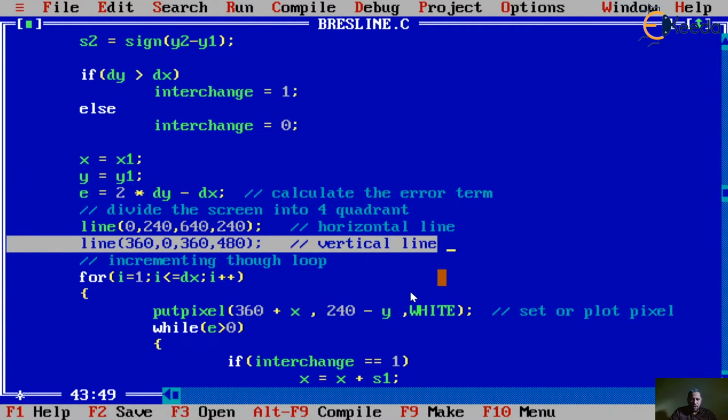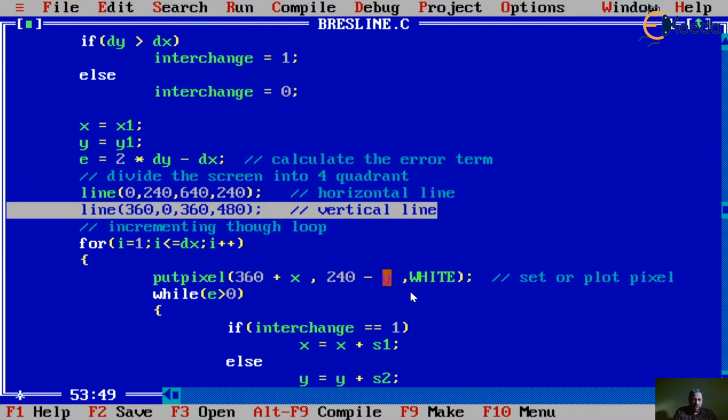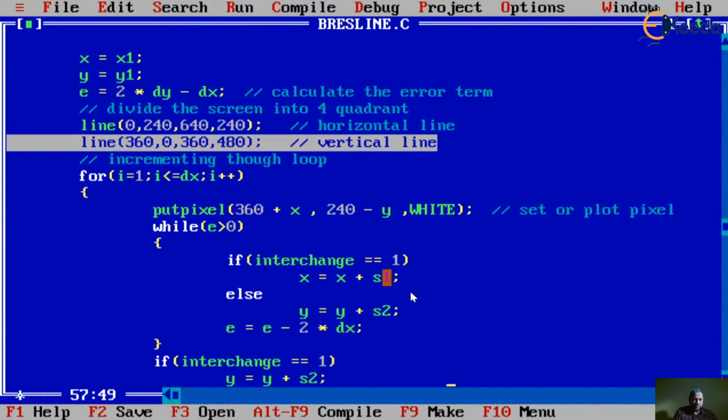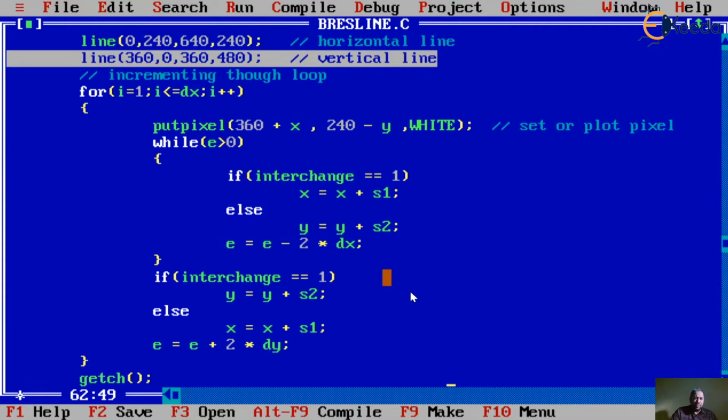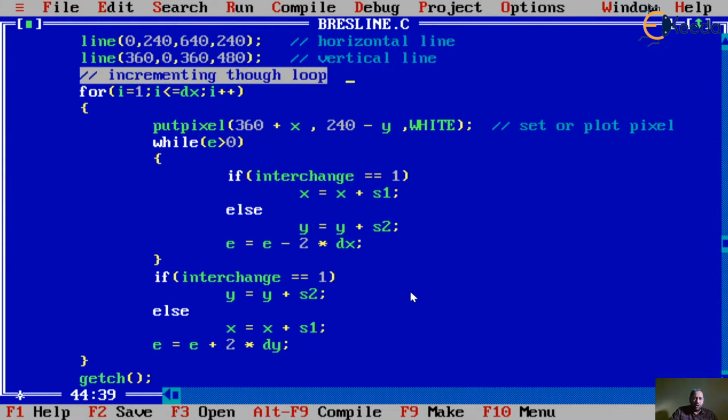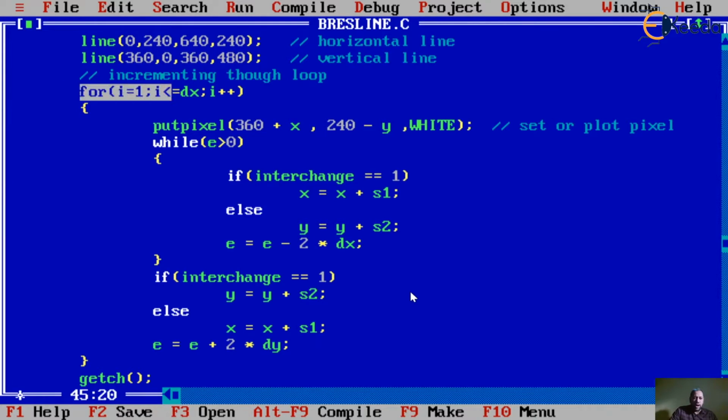Okay, so I'm doing the vertical and horizontal, these 2 lines, and I'm going to divide the screen into 4 parts, rather 4 quadrants. Now after that, this loop is important, that is incrementing through this particular loop. Now the for loop is there, for i is equal to 1, i less than or equal to delta x, and i plus plus.